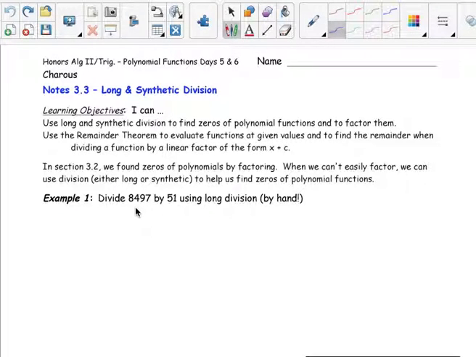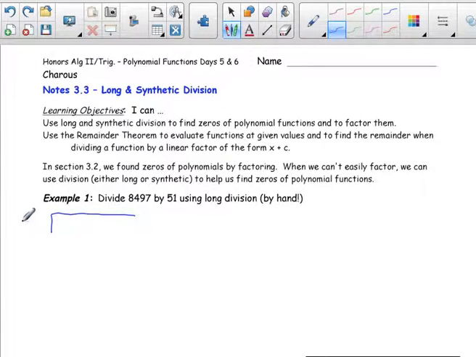So we're going to try to divide 8497 by 51 by hand. In order to do that, the technique that you learned was you're going to make a little house. Outside of the house, you're going to put the number 51. And inside the house, you're going to put the number 8497. And you're going to go through the steps of long division.